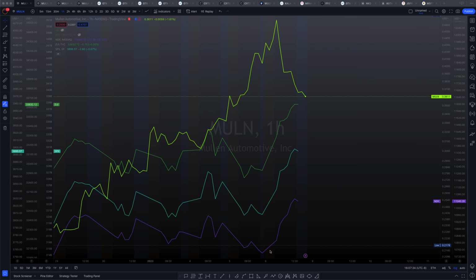Very interesting inverse correlation here with MULN stock versus the broader markets. And although we slam dunked today's price action with yesterday's analysis, there are several things to take into account, and we should review this now.